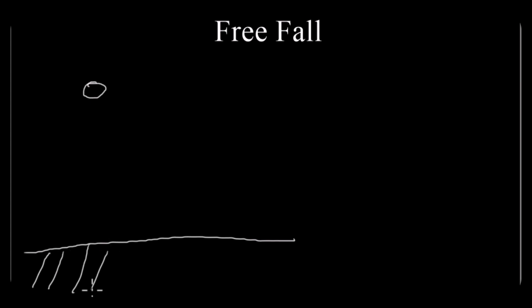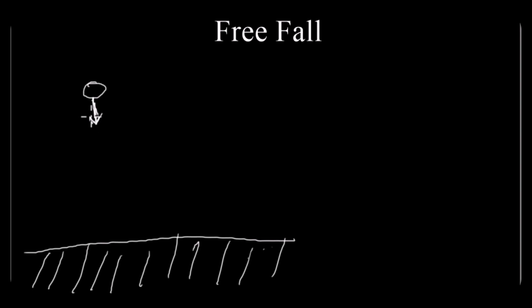Assume you have an object like a ball at a distance of x from the ground. So let's assume that this straight line will be the ground surface. This is my ground. Now the ball is released instantly from this position, coming downward.